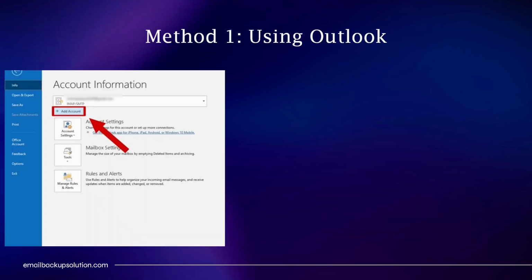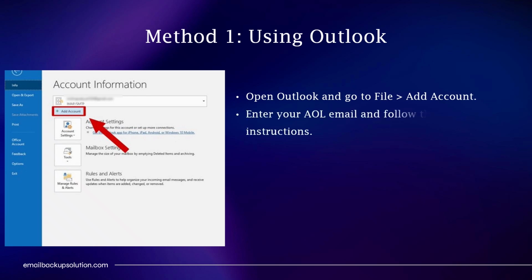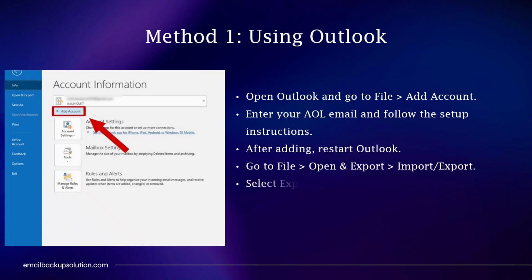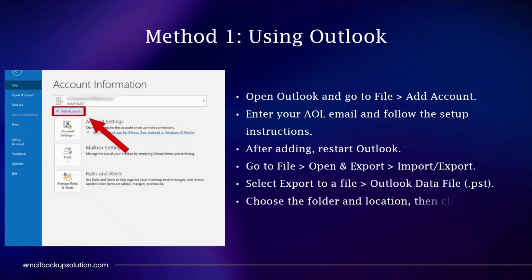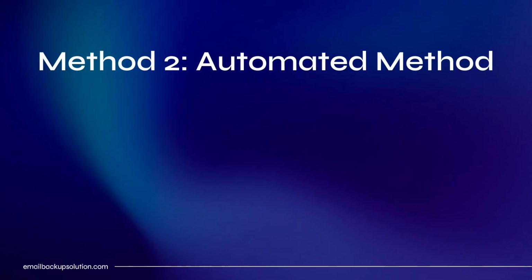For the manual method, open Outlook and go to File, Add Account. Enter your AOL email and follow the setup instructions. After adding, restart Outlook. Go to File, Open and Export, Import Export. Select Export to a file, Outlook data file. Choose the folder and location, then click Finish. This manual method is free and easy, but it has limitations.